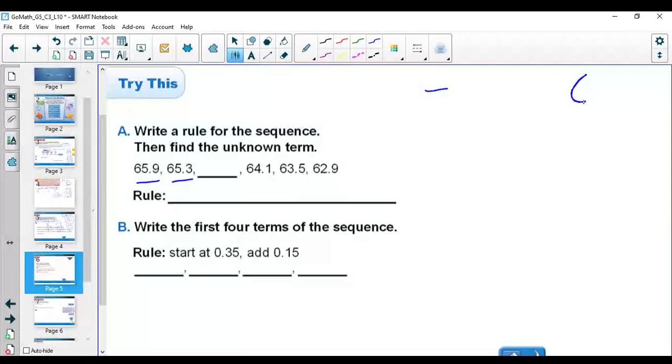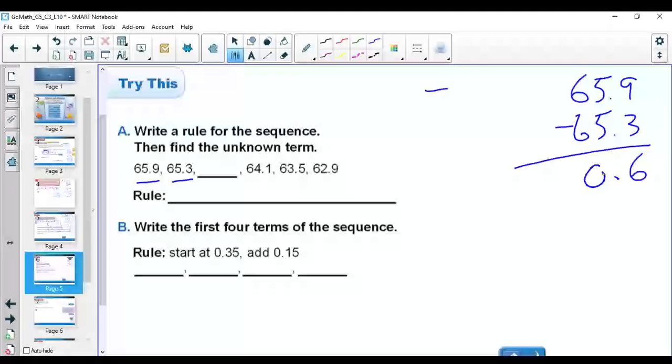I take my two adjacent terms and I need to find the difference between them. 65 and 9/10 minus 65 and 3/10. 9 minus 3 is 6. 65 minus 65 is 0. So my rule is that I am subtracting 6/10 each time, right? That's my rule right there. Now I just need to apply this rule to my sequence of numbers.